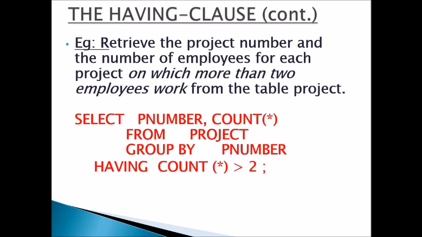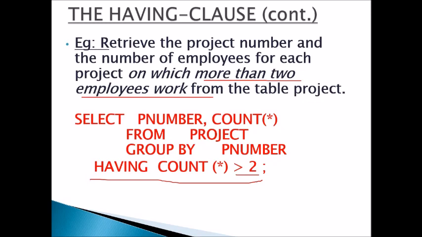For example, if you want to retrieve the project number and the number of employees for each project on which more than 2 employees work. Number of employees means count asterisk, number of records means count asterisk. So the query will be: select P number, count asterisk from project group by P number having count asterisk greater than 2. So on which more than 2 employees work, that is the number of employees, count asterisk, more than 2, that is greater than 2. This is how having is used.